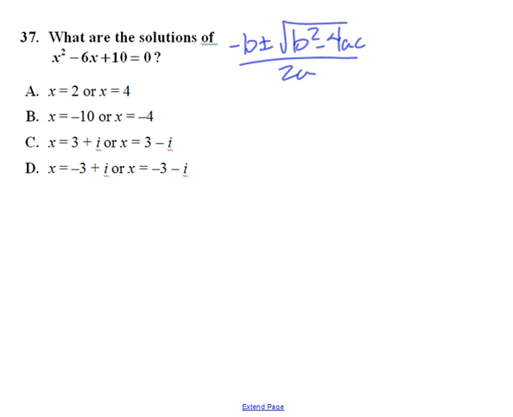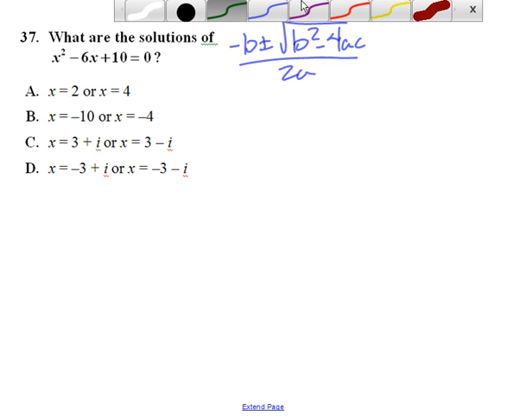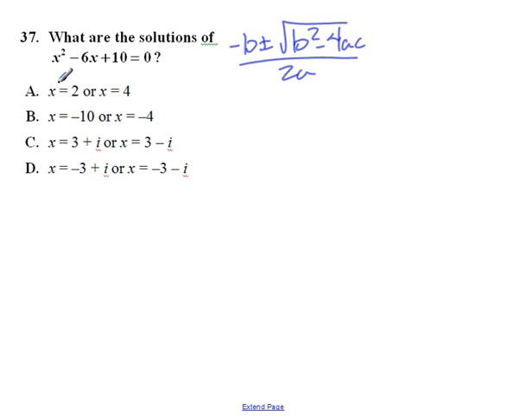Alright, so let's drop all of our wonderful numbers in there. We've got a 1 for the a, negative 6 for the b, and 10 for c. So negative, negative 6, that's the most common mistake here. We've got the negative sign here, we've got the negative sign here, we've got to get them both in here. Plus or minus.